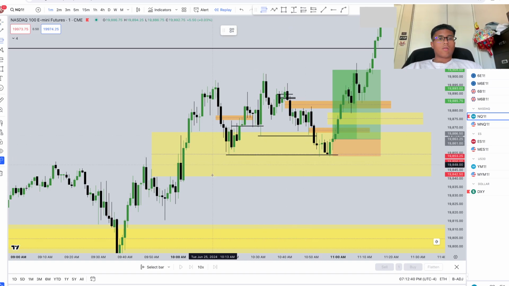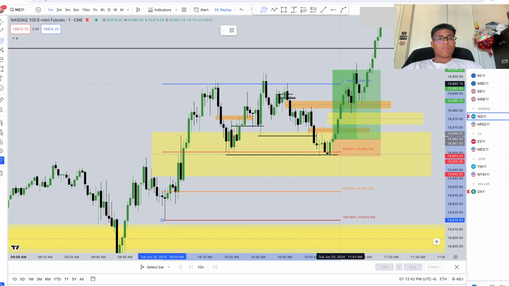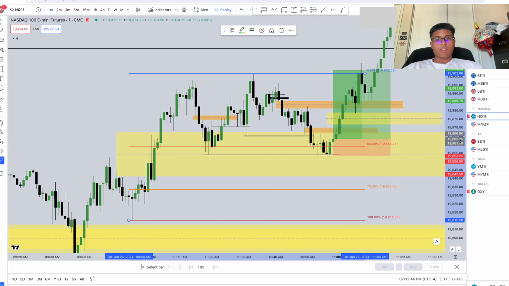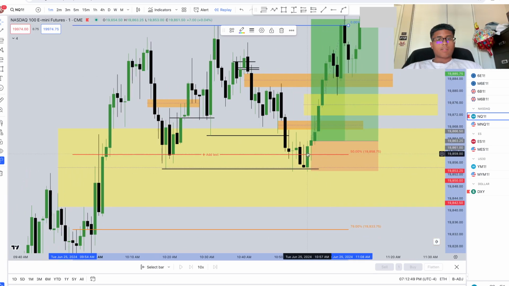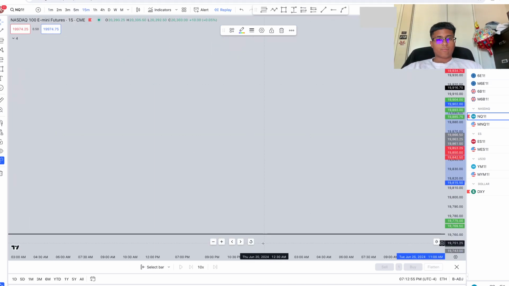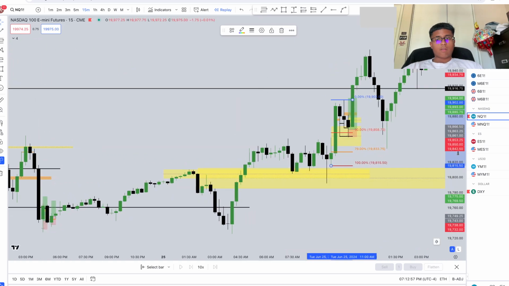But I also used this same point of reference over here, this low to this high. Boom, we're in a discount right here, and basically entered off the turtle soup. And I don't show it here, but there's also a 15-minute fair value gap here.